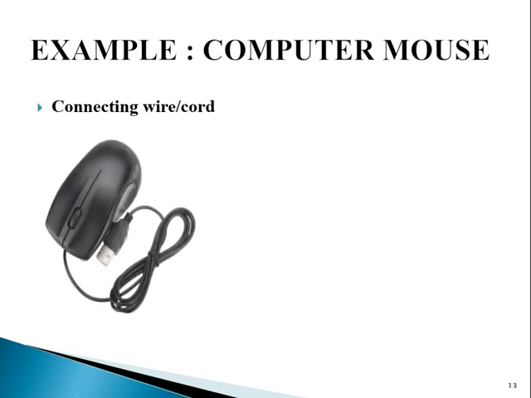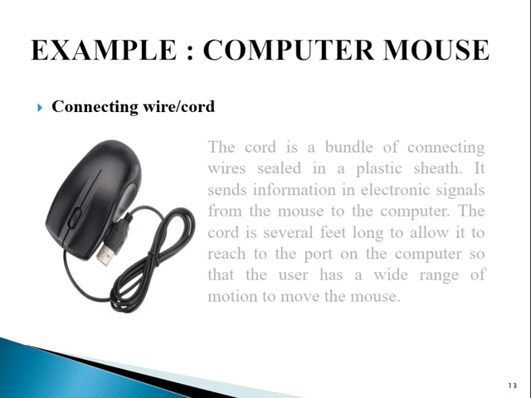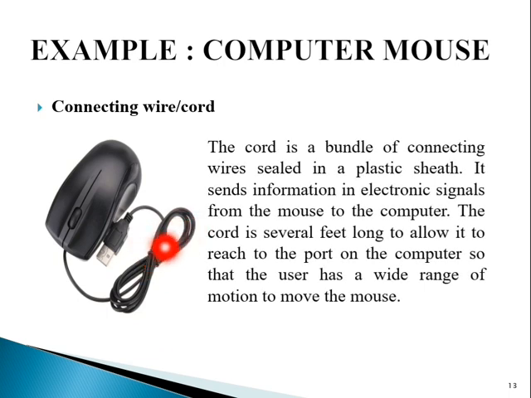Next is connecting wire or cord. So you can see connecting wire or cord is here. The cord is a bundle of connecting wire sealed in a plastic sheet. It sends information in electronic signals from the mouse to the computer. The cord is several feet long to allow it to reach the port on the computer so that the user has a wide range of motion to move the mouse. So you can see its length is very long, so according to it we can effectively use it. Okay, so you can write it down from here all the elements.